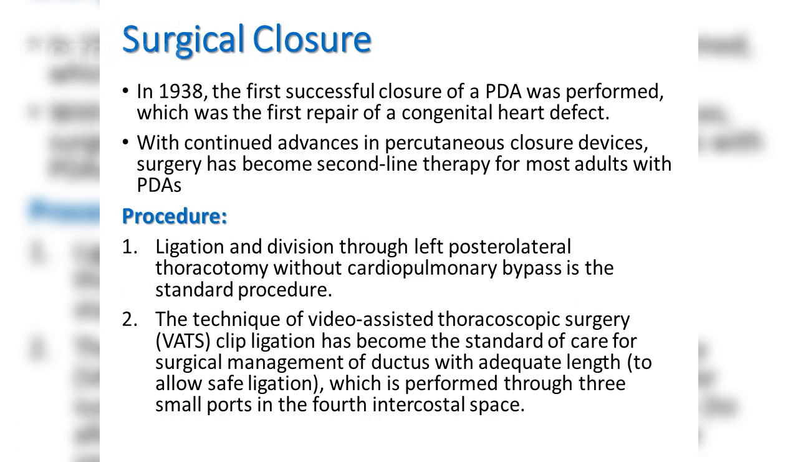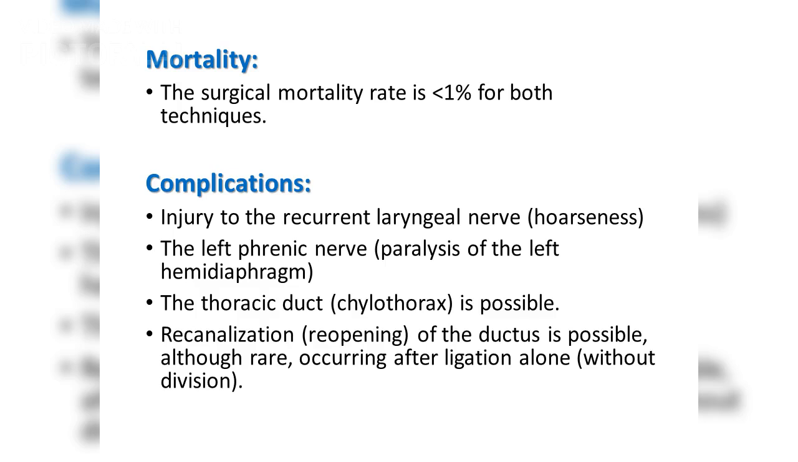Surgical closure of PDA has evolved since the first successful repair in 1938. Current procedures include ligation and division through left posterolateral thoracotomy and video-assisted thoracoscopic surgery, VATS. The surgical mortality rate for PDA closure is less than 1%. Complications can include injury to the recurrent laryngeal nerve, left phrenic nerve, thoracic duct, and potential recanalization of the ductus.